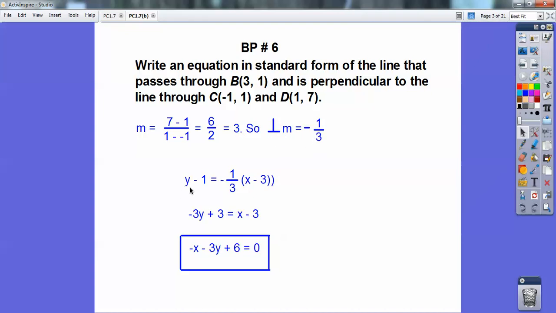So I'll put it in point slope form: y minus y sub 1 equals negative 1/3 times x minus x sub 1. Remember, this is going through this point, this x1, y1. Okay, I multiply both sides by negative 3, and I finally get to that equation right there.